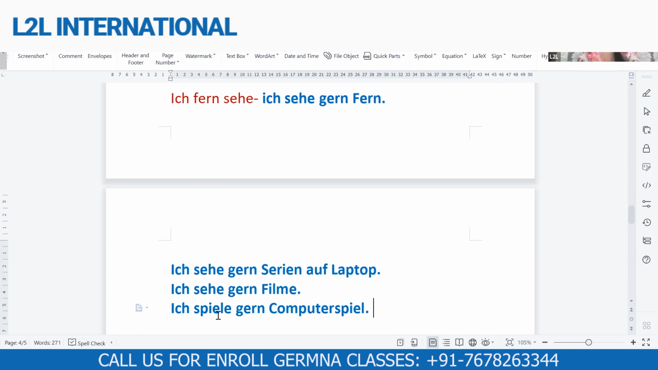Then what else do you like to include here? Let me know. Any common activity? Nothing? Is it okay? Ich sehe gern Serien auf Laptop. Ich sehe gern Filme. Ich spiele gern Computerspiel. I think it's okay.